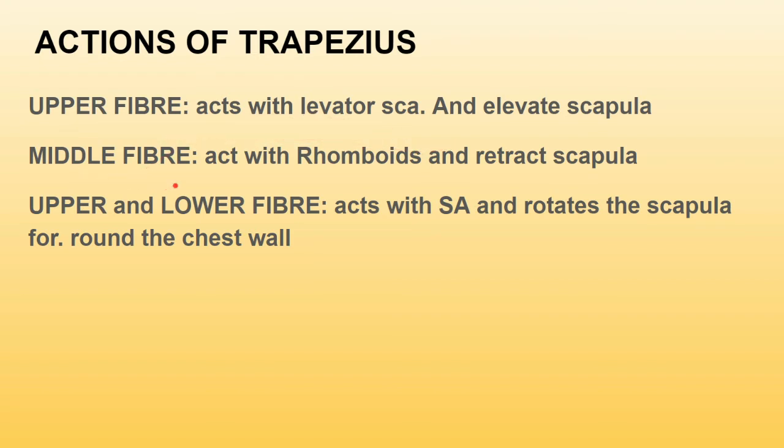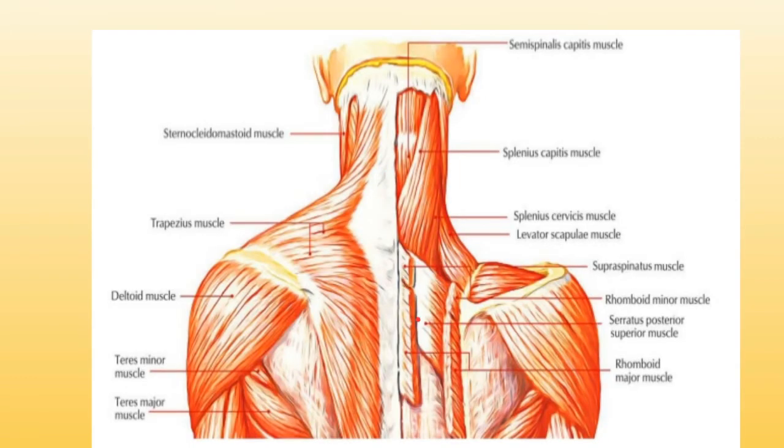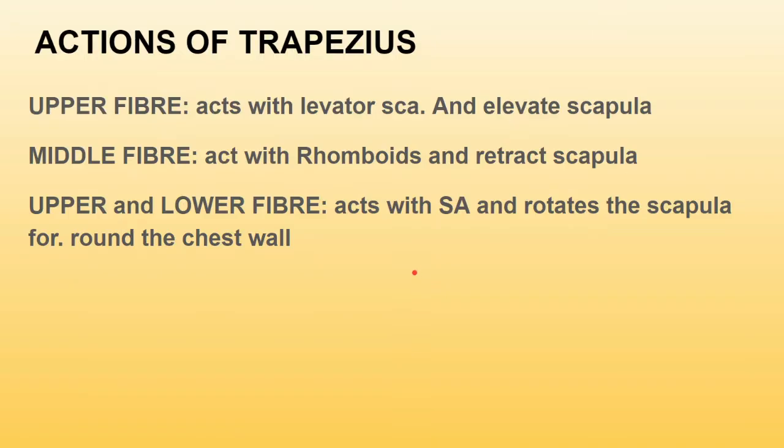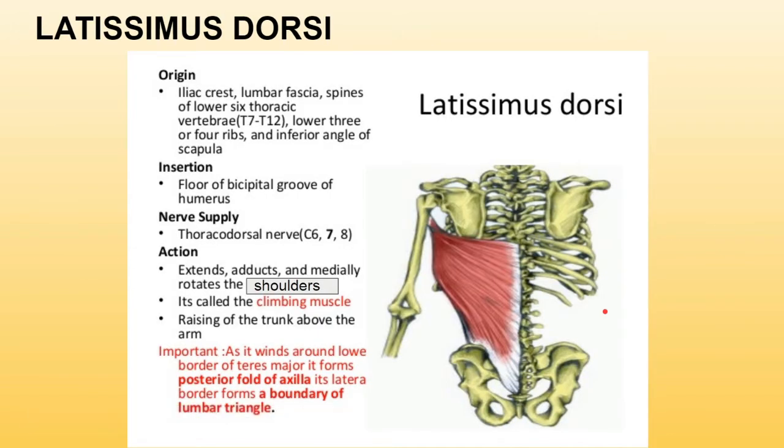And the middle fiber of trapezius muscle acts with the rhomboid muscle. Rhomboid muscle means this one. This rhomboid minor and major will cause the retraction of the scapula. And the upper and the lower fiber together, acting along with the serratus anterior, actually rotate the scapula forward round the chest wall. Now the latissimus dorsi muscle.